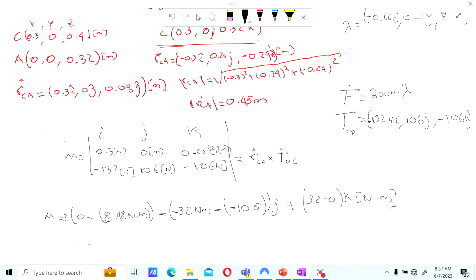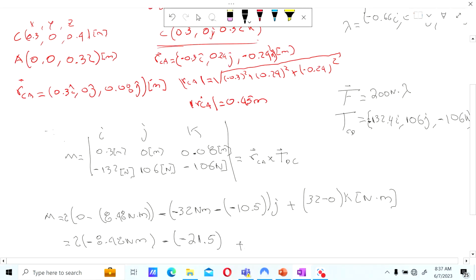Okay, so let's go ahead and try to do this again. So this one in I is 0 minus 8.48 Newton meters, minus 32 plus 10.5 is negative 21.5, plus 32, and K, J and I.